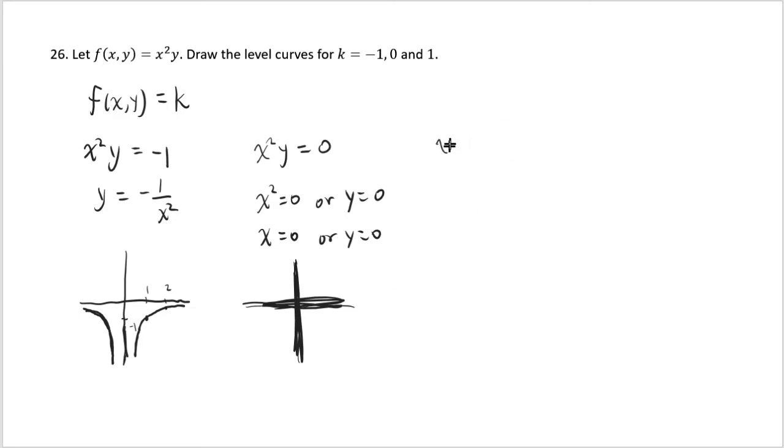And then finally, if you put k equals 1, that gives you y equals 1 over x squared. And that's basically this graph, except that instead of minus it is plus, so it's going to be graphed this way.